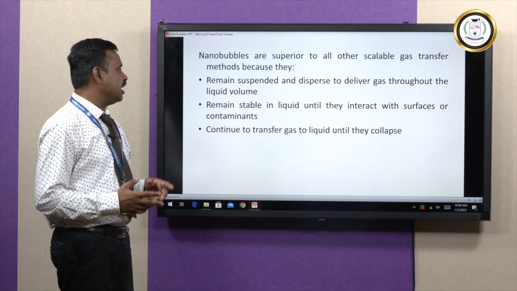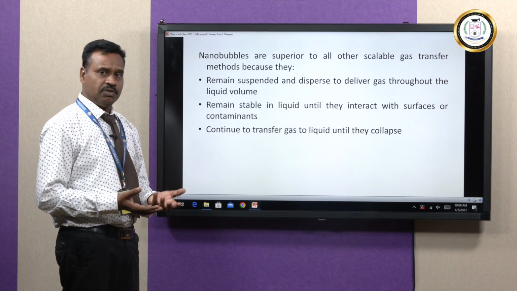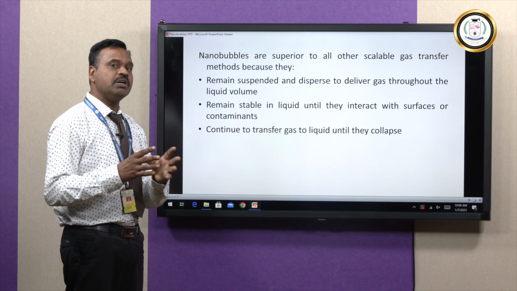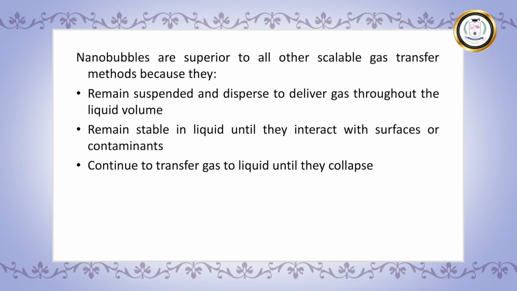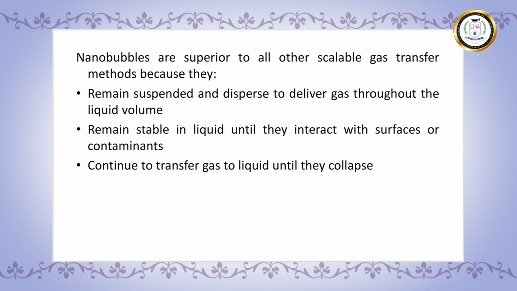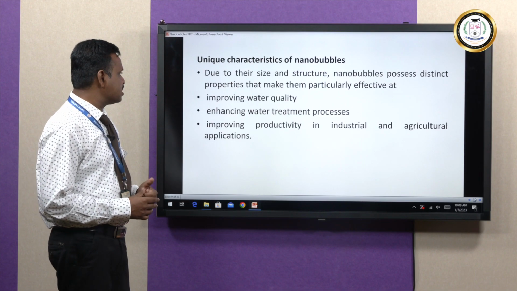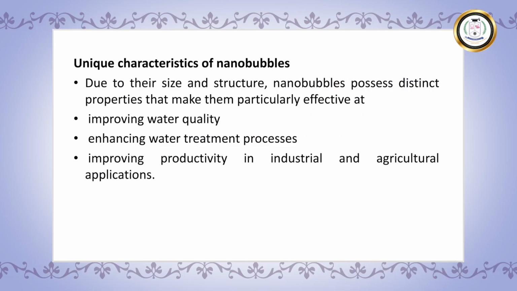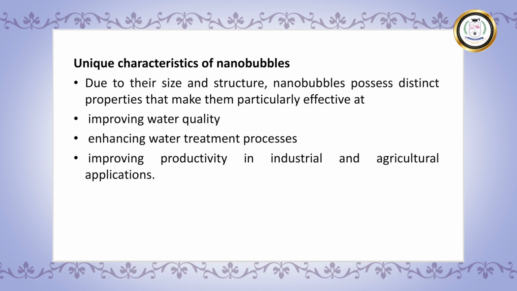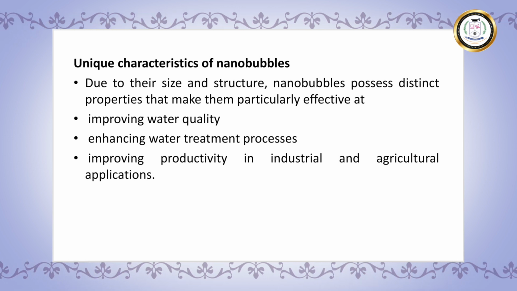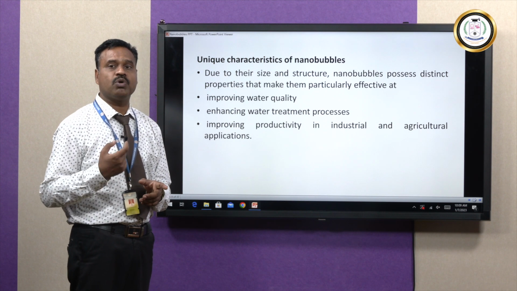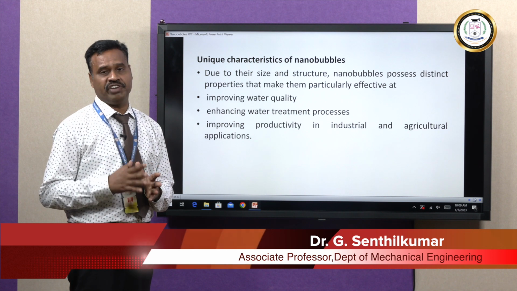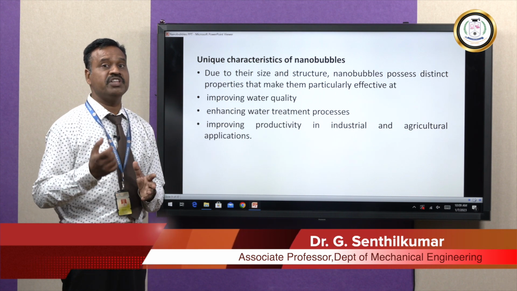That is one case, and they will be stable until they interact with a surface or collide with another particle. They have the tendency to transfer the gas to the liquid until they collapse. This is another unique characteristic because of their size and structure. They possess distinct properties that make them applicable to improving water quality. Frankly speaking, we don't have fresh water to drink. In future, we have to desalinate wastewater. That is the only solution to have drinking water.